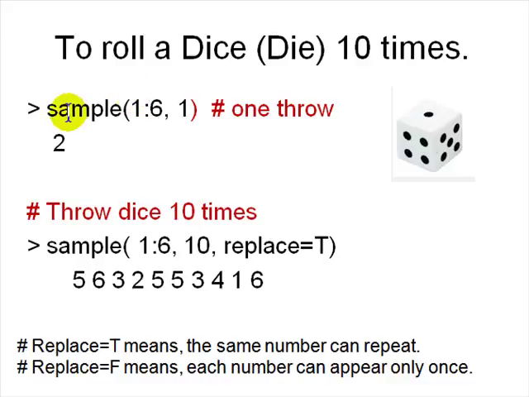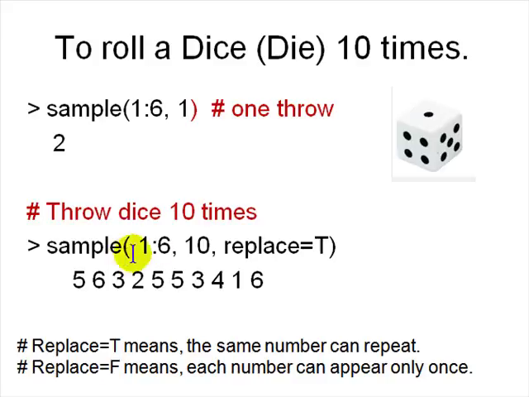You just say sample. Sample is a function which takes a vector 1 to 6, and I want to do it once, throw it once, you get one sample. And if you want to throw it 10 times, you say sample 1 to 6, 10 times. Sample doesn't really replace a number, so you tell sample to replace: after it takes out a number, put it back in the set of 1 to 6, so that the number can repeat. Otherwise it will just sample new things.